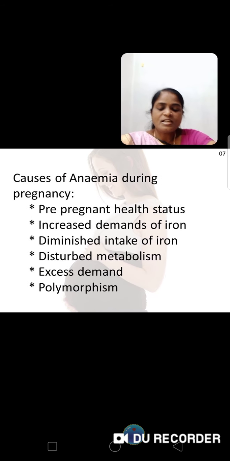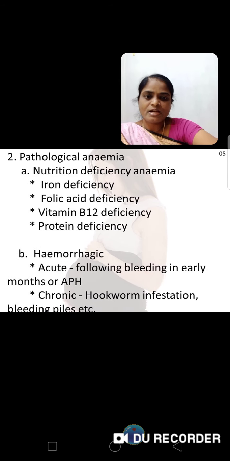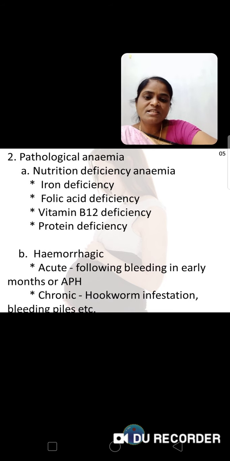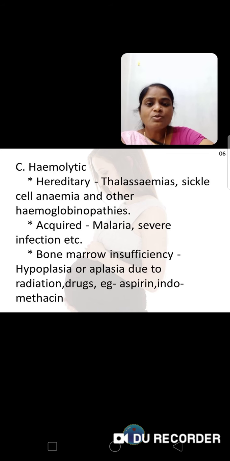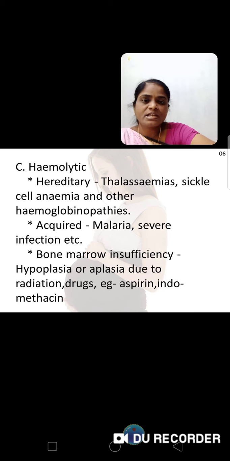That's all about pathological anemia in pregnancy. So pathological anemia in pregnancy is, first, nutrition deficiency anemia; second, hemorrhagic anemia; third, hemolytic anemia. It may be hereditary, acquired, bone marrow insufficiencies, or hemoglobinopathies. Everything may lead to pathological anemia.